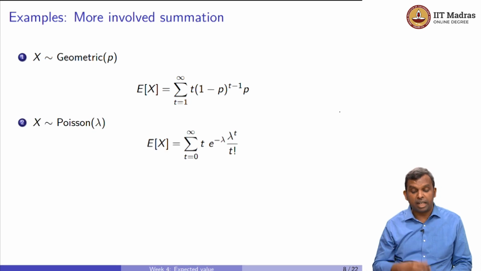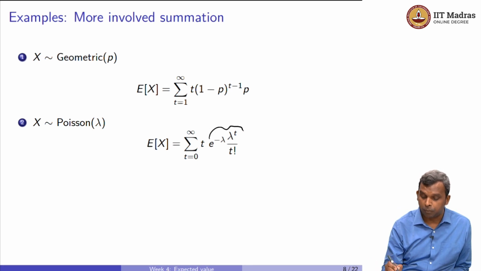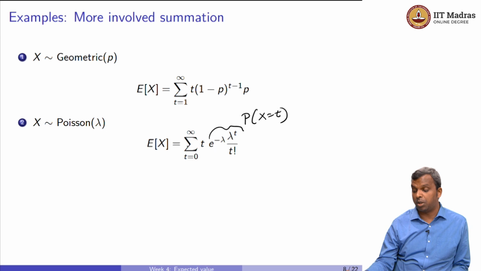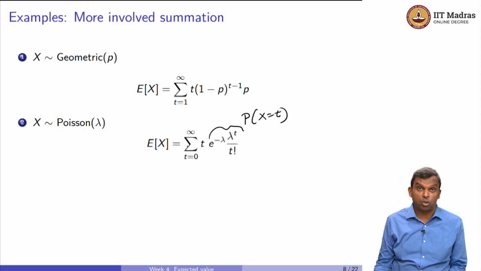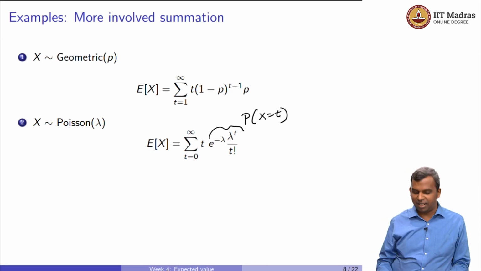So you go to Poisson, again you have the same sort of situation, right? This is the probability with which the Poisson random variable takes x equals t, right? It's e to the power minus lambda times lambda to the power t by t factorial, t times that, okay? So this is the summation we have to execute to find the expected value of a Poisson random variable. I already showed you how the Poisson random variable shows up in practice. It's a very useful random variable to know the expected value for, but to calculate the expected value, it looks like we have to do a complicated summation.